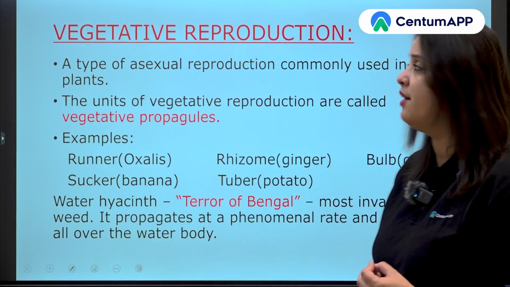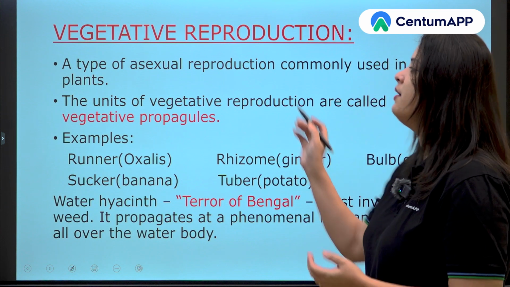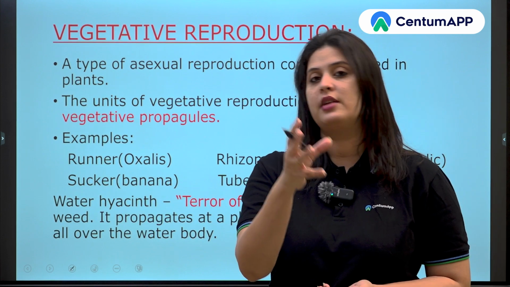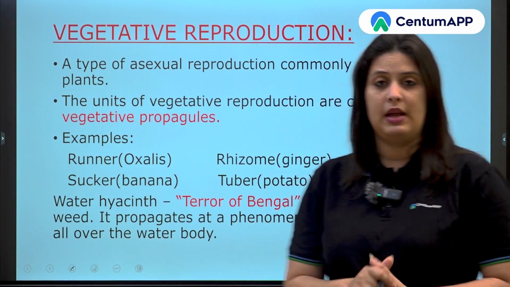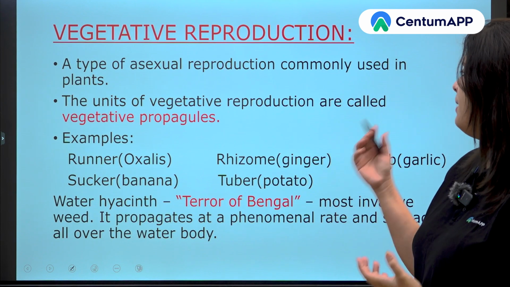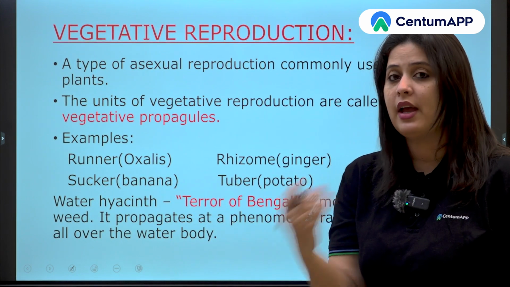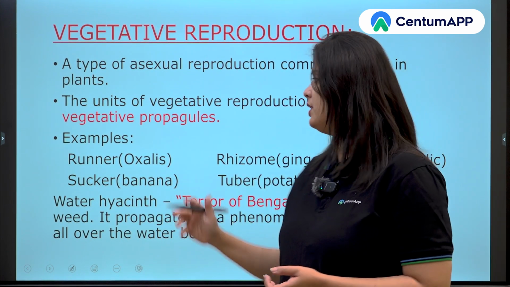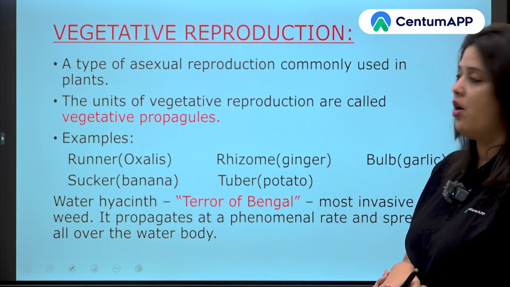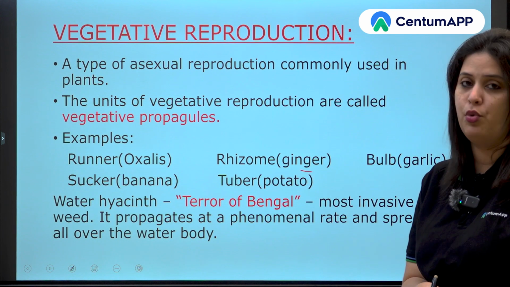Then we have vegetative reproduction. This is a common type of asexual reproduction in plants. When we spoke about the types of asexual reproduction, I told you that vegetative propagation is mainly related to plants. In vegetative reproduction, each unit is known as a vegetative propagule. Examples are runner, oxalis, rhizome, ginger, bulb, garlic, sucker, banana, tuber, potato.